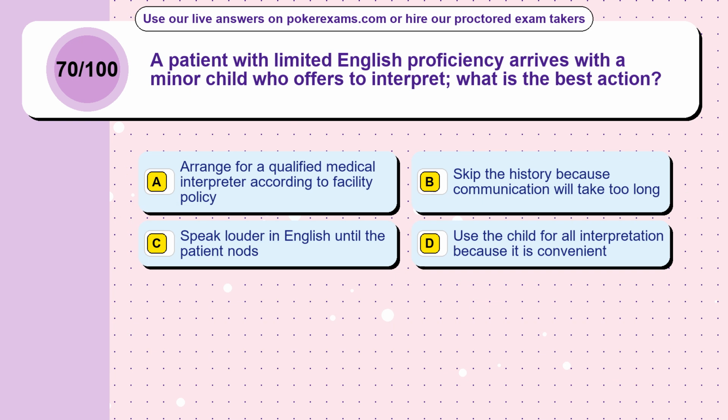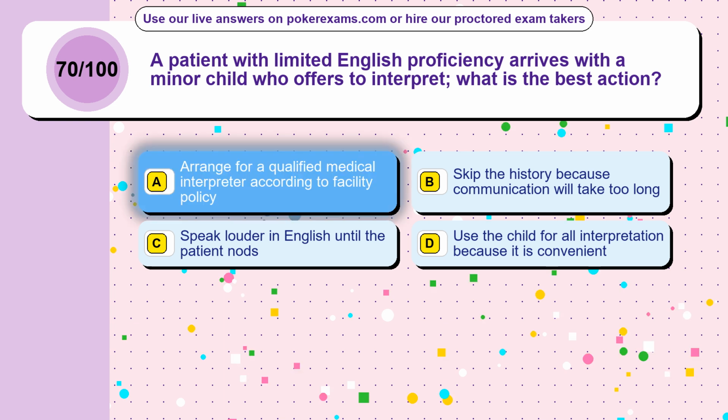Question 70. A patient with limited English proficiency arrives with a minor child who offers to interpret. What is the best action? Option A. Arrange for a qualified medical interpreter according to facility policy. Option B. Skip the history because communication will take too long. Option C. Speak louder in English until the patient nods. Option D. Use the child for all interpretation because it is convenient.